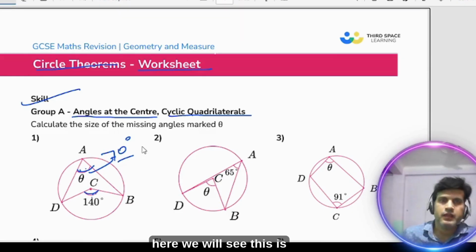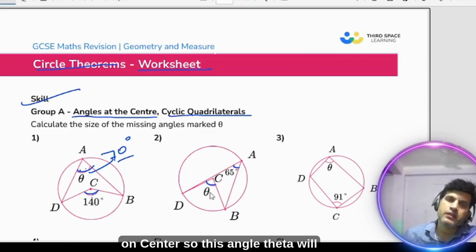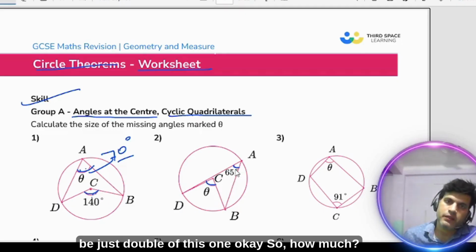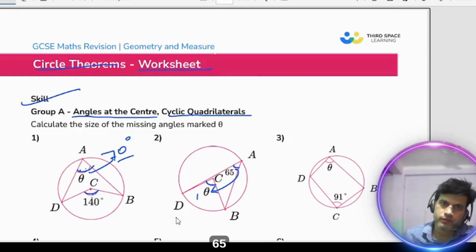Okay. Here we see this is on the circumference and this is on the centre. So this angle theta will be just double of this one. So how much will it be? 2 into 65 degrees. Okay, so it will be 130.